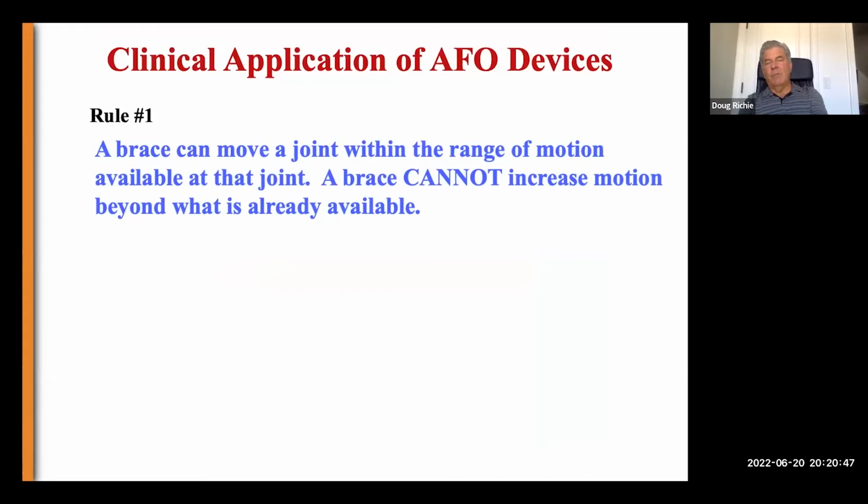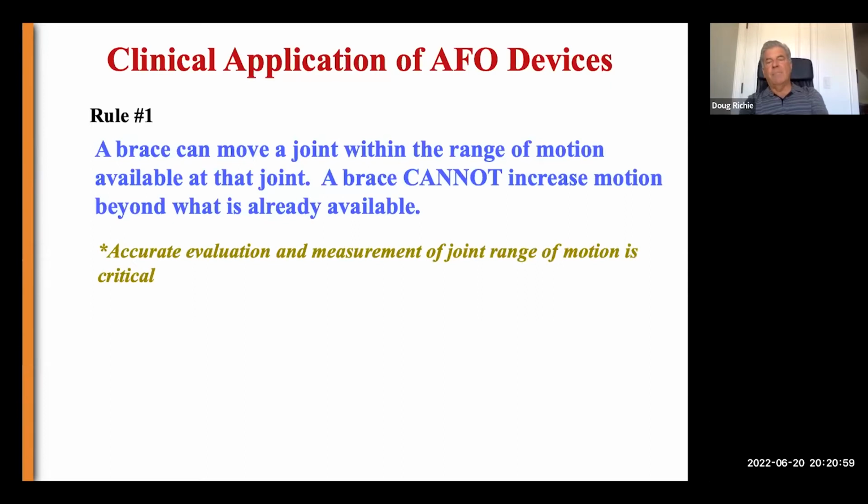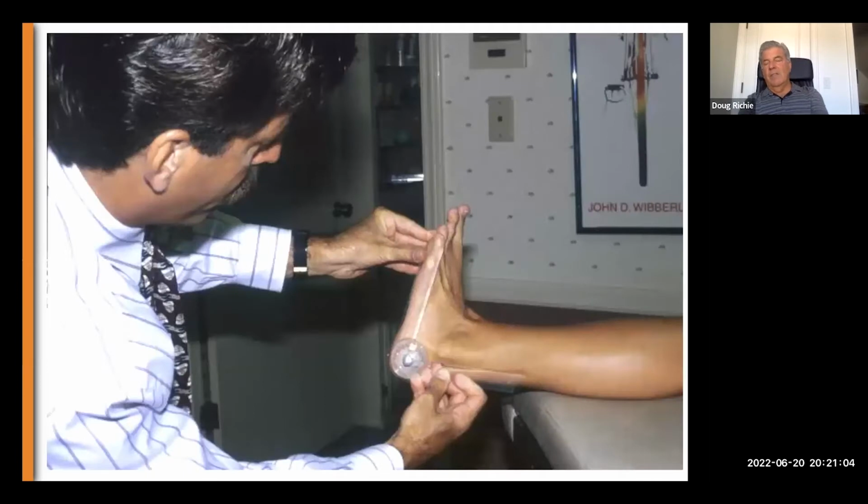Keep in mind, when we brace any patient with drop foot or any deformity, a brace can only move a joint and correct a joint if there's range of motion available at the joint. So we have to measure range of motion to make sure that range of motion is available. If there isn't 10, 15, or 5 degrees of dorsiflexion available, then the brace isn't going to move it any further than what the joint range of motion has. We can't remove a fixed rigid equinus with any AFO brace.